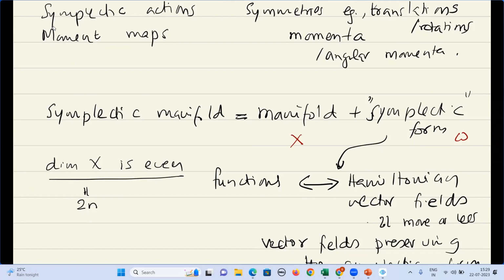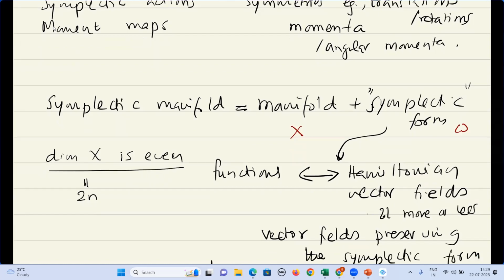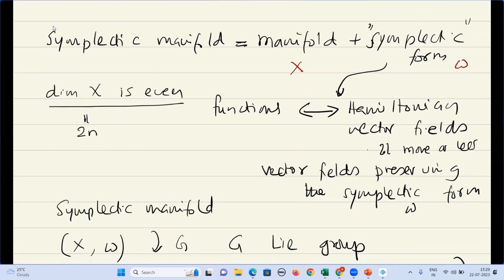Any function on a symplectic manifold in a natural way defines a vector field, and this sets up more or less a bijection between functions and a certain class of vector fields called Hamiltonian vector fields, which are essentially, up to some small topological correction, vector fields preserving the symplectic form.